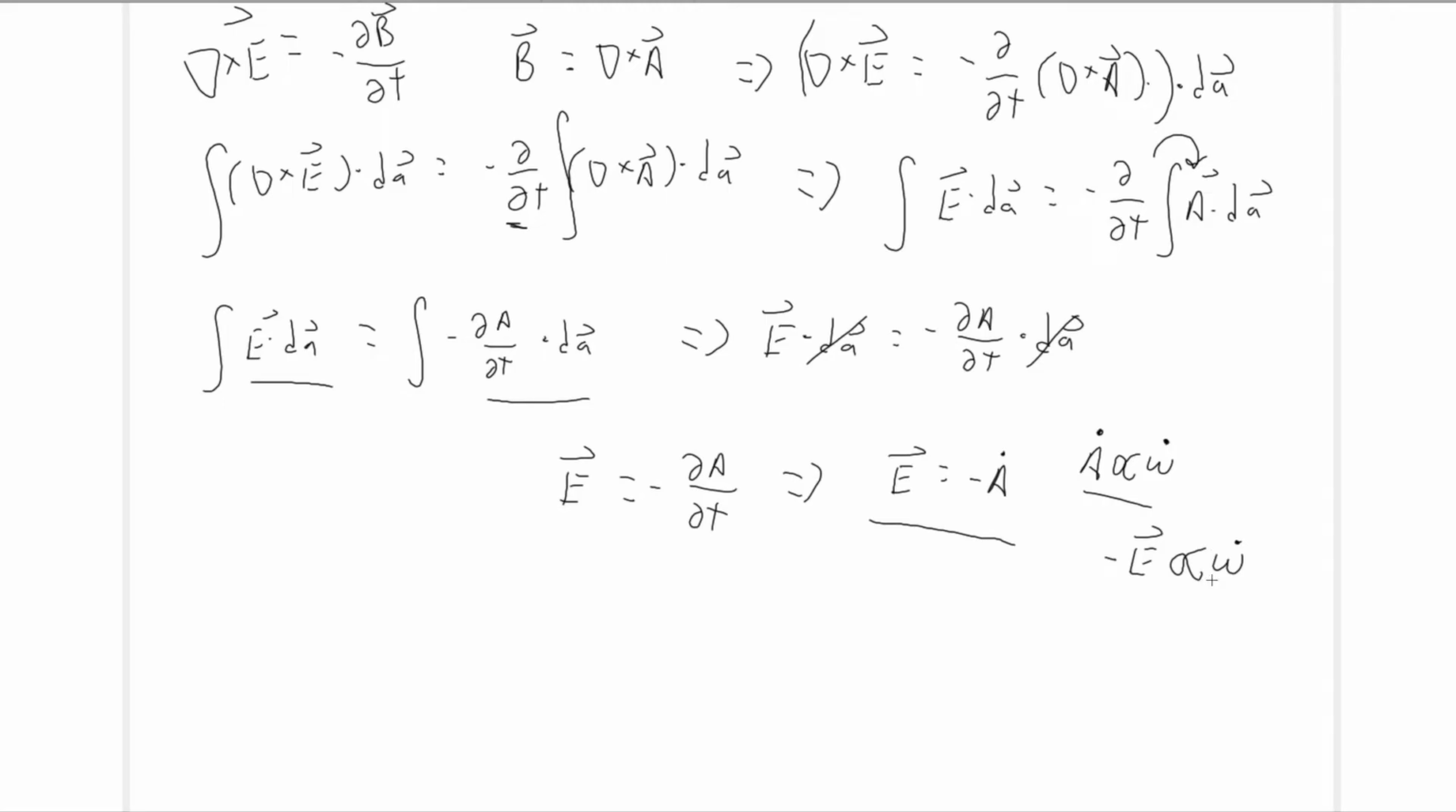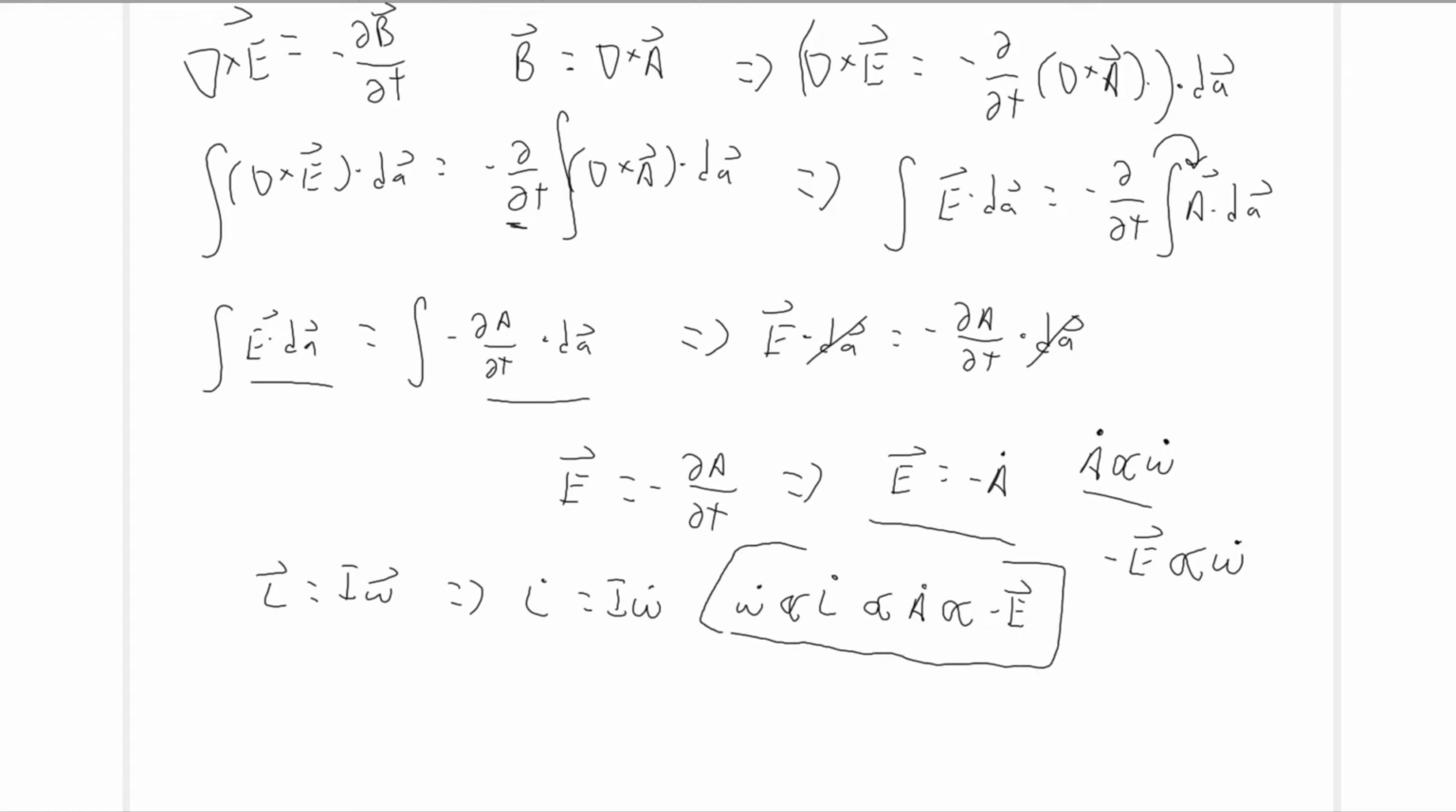And now what does that tell us about angular momentum? Well, for the angular momentum, remember from classical mechanics that we have this definition for angular momentum. If we were to differentiate both sides, we would have that L dot is equal to I omega dot. Then we have omega dot is proportional to L dot, which is proportional to A dot, which is proportional to negative E. So we've established a chain of proportionalities which can help us to describe these neutron stars.